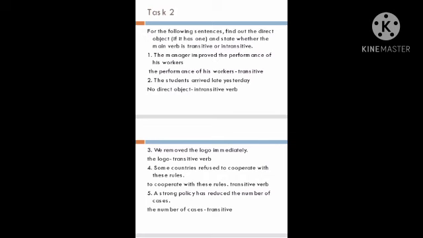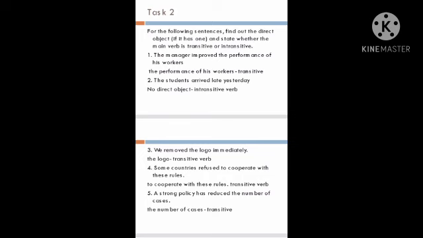Question 4. Some countries refuse to cooperate with these rules. Direct object, to cooperate with these rules, or rules, and the verb is transitive. Question number 5. A strong policy has reduced the number of cases. Direct object, cases, and the verb is also transitive.